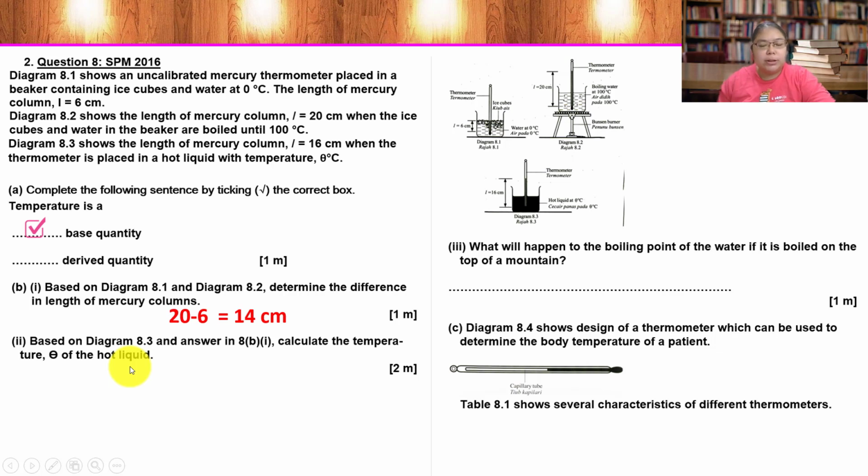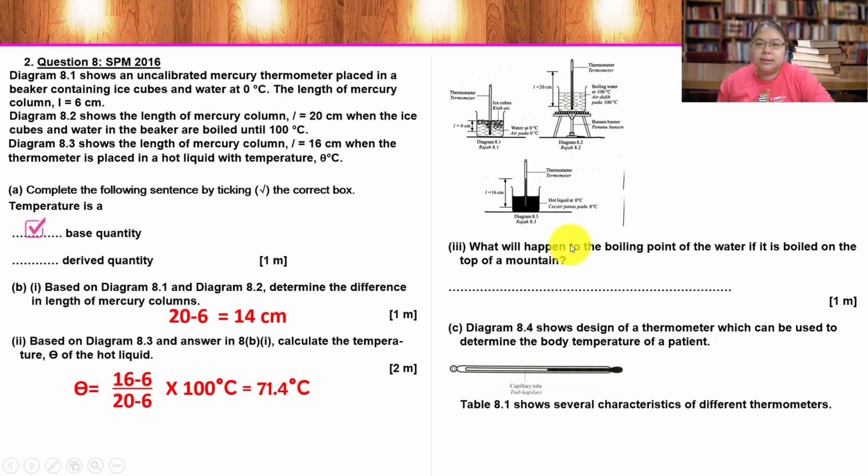So remember the equation. You want to find the new temperature, you need to use Lθ minus the L0, over the L100 minus the L0. So θ equals Lθ, that's 16, minus L0, bottom is L100 minus L0, then multiply with 100 degrees Celsius. So finally, I know when 16 cm, the temperature is 71.4 degrees Celsius.